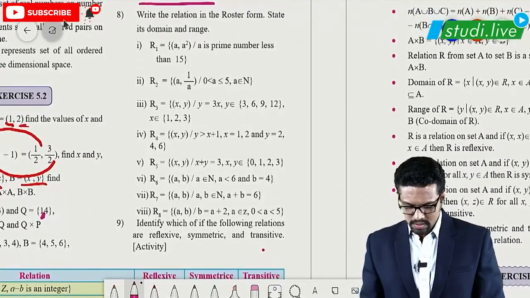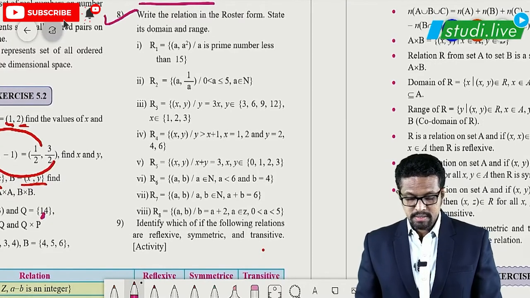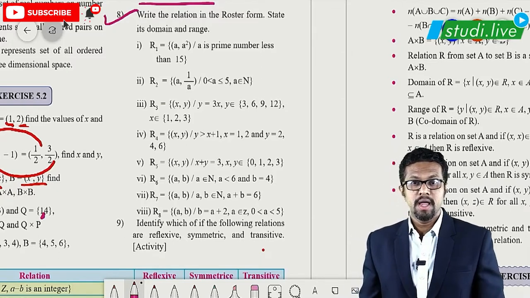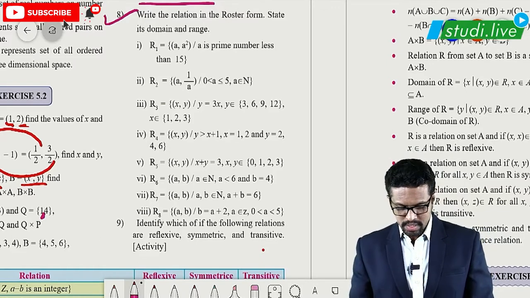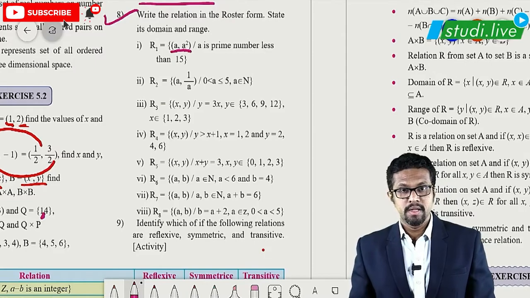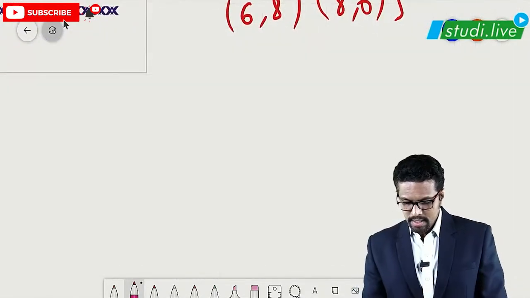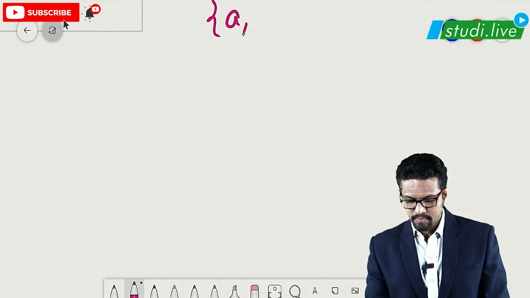Okay. So the next question that we have, question number 8. There is a relation given to us, R1. We have to write the elements in the roster form, that is the list method, and we have to find the domain and the range also. So you can see what is given. The elements are of the form A comma A square, where A is a prime number and it should be less than 15.